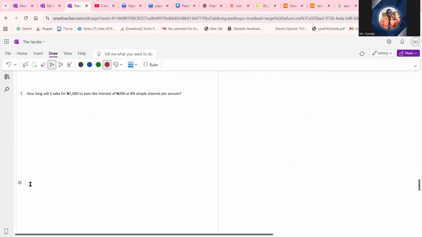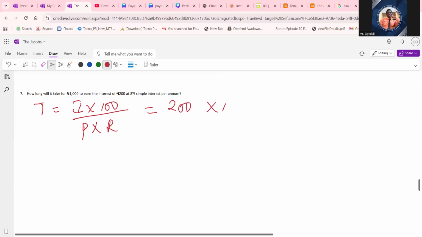How long will it take for 1,000 naira to earn the interest of 200 naira at 8% per annum? So the question now is, what are we looking for? How long? That's time. So T equals interest times 100 over principal times rate. Interest is what? 200. It says, how long will it take 1,000 to earn the interest of 200. So that's 200 times 100 over principal, which is 1,000 times 8.